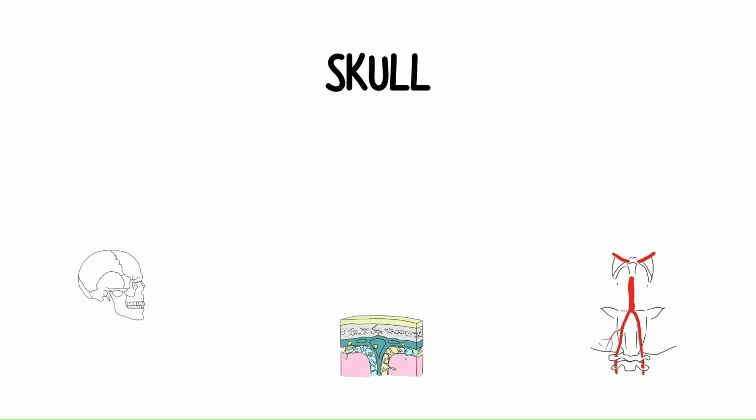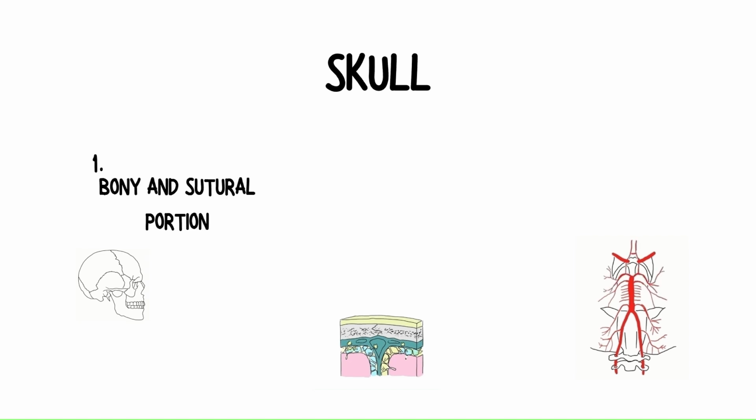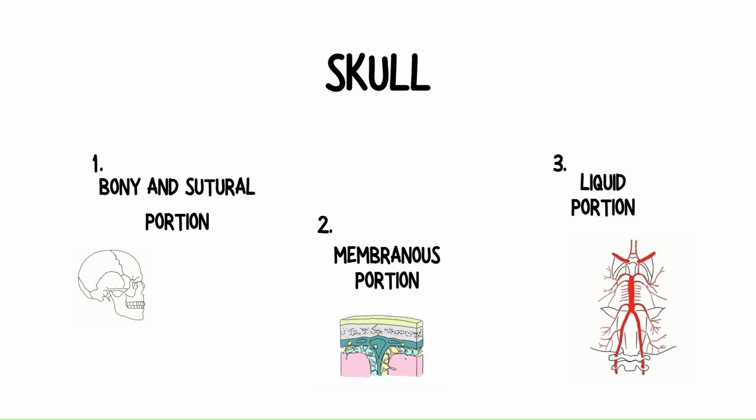We can divide the skull into three anatomical areas: the bony and sutural portion, formed by the cranial bones, the sutures, and the cranial foramina; the membranous portion, which includes the meninges, dura mater, arachnoid, and pia mater; and finally the liquid portion: arteries, venous sinuses, and cerebrospinal fluid. Let's begin with the bony plane.